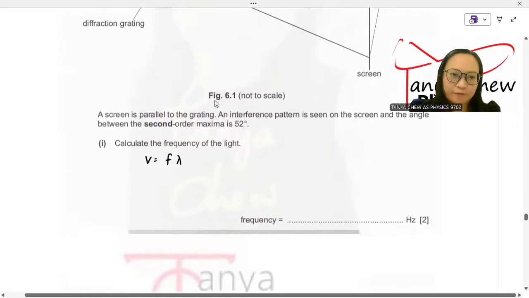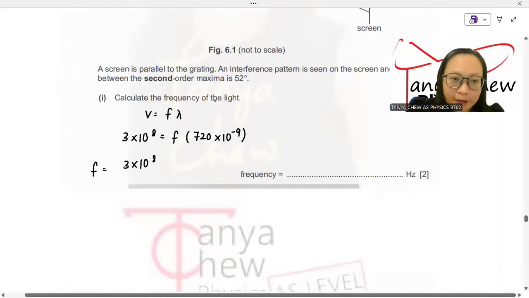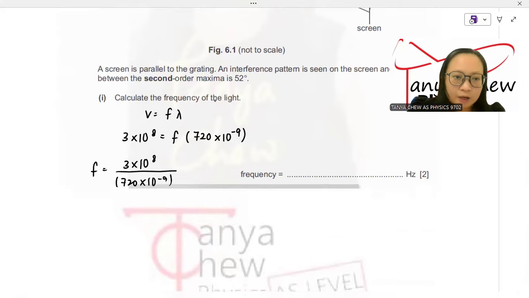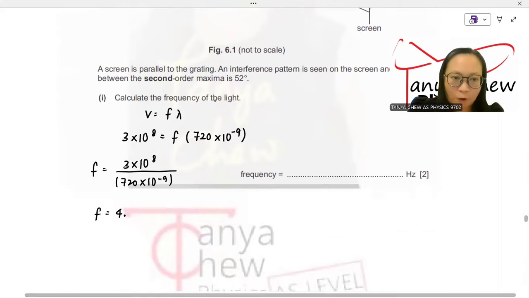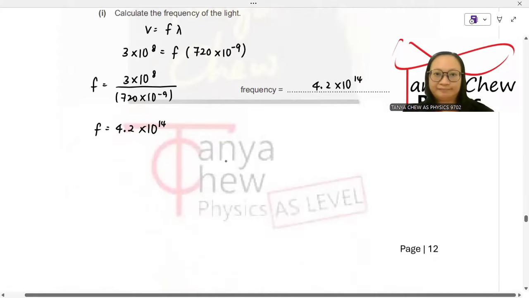When the light travels in vacuum, the speed of light is 3 times 10 to the power of 8, equal to frequency times wavelength. The wavelength is given as 720 nanometer. Nano is one of the prefixes, which is 10 to the power negative 9 meter. So frequency is equal to 3 times 10 to the power 8 divided by 720 times 10 to the power negative 9. Frequency is given as 4.2 times 10 to the power of 14. 4.2 times 10 to the power of 14 is the answer.